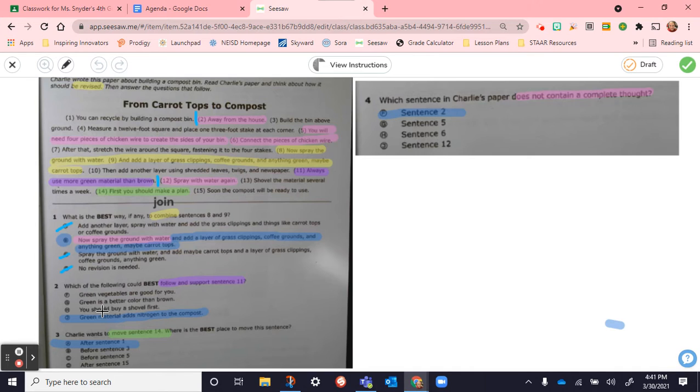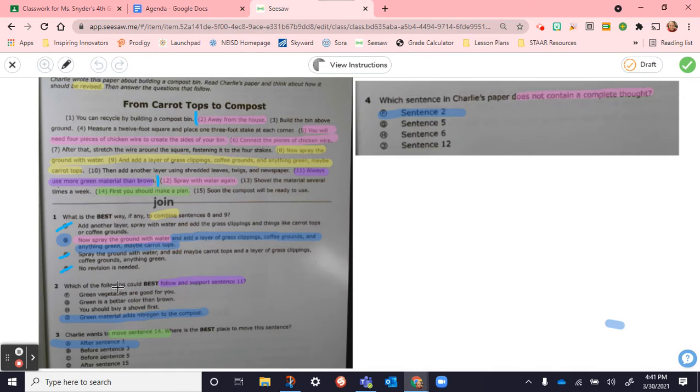So when you write something and you say something like, always use more green material than brown, you need to explain yourself. So the only one that fit and was a good explanation of what we're talking about with this compost was that green material adds nitrogen to the compost. So that gave a good reason why we need to do that.